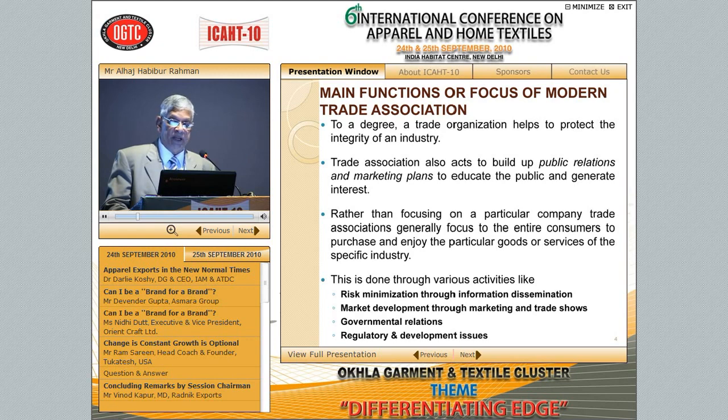This is done through various activities like risk minimizing through information dissemination, market development through marketing and trade shows, governmental relations, and regulatory and development issues.